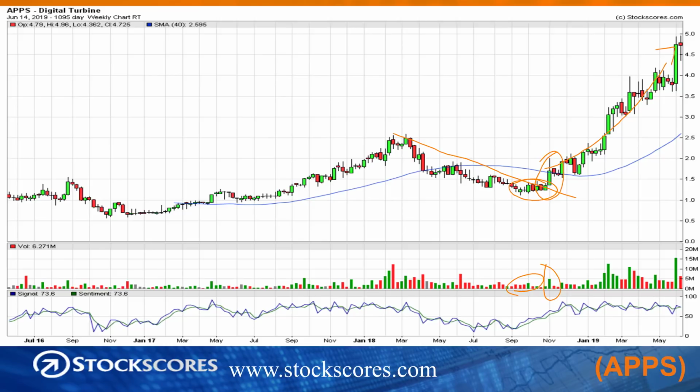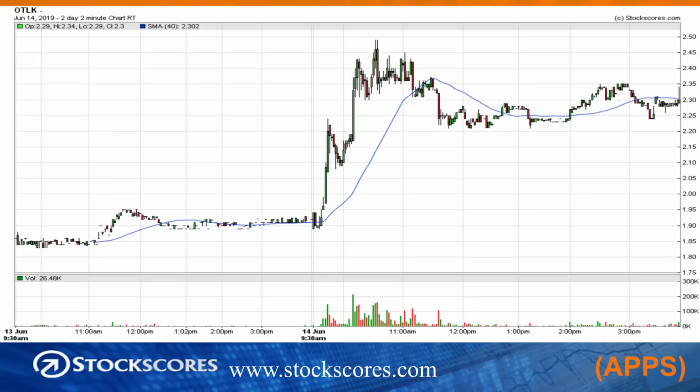Now that's a very different type of trade compared to a day trade like OTLK, where you've got a stock that nobody cared about, and then it comes alive with volume, starts to move, and in the matter of just an hour, it's up quite significantly. And so if you're going to be a day trader, focus on that 2-minute chart. If you're going to be an investor, focus on the weekly chart.